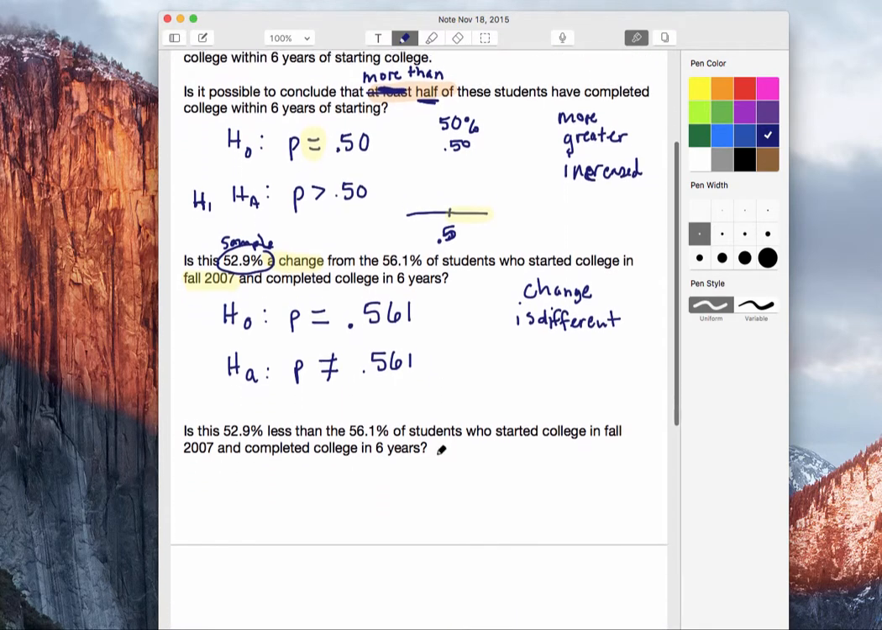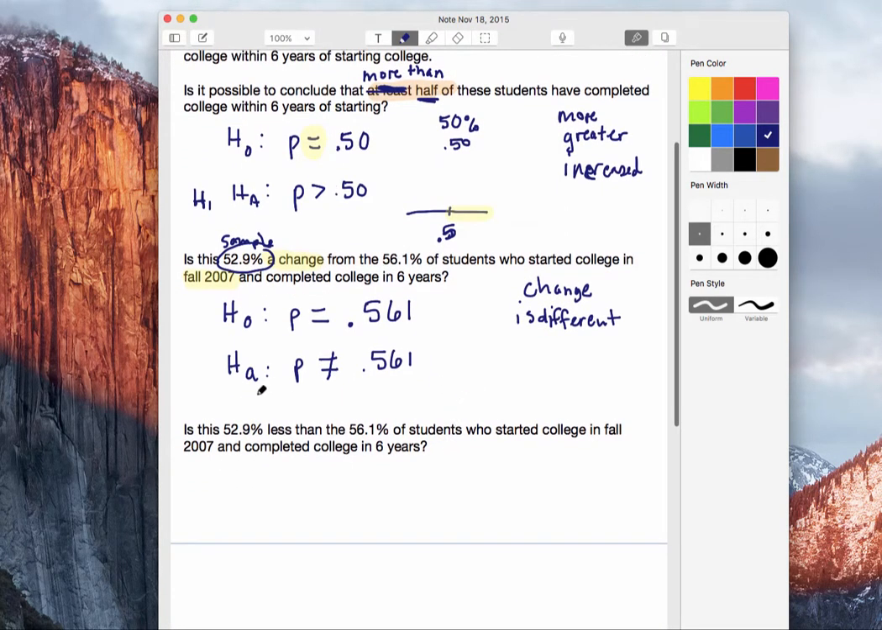All right, last type of hypotheses here: is 52.9% less than the 56.1% of students who started college in fall 2009 and completed college within 6 years? So now I took the previous problem and I just put it into different words so we can see the last type of hypothesis test, and that is less than. So if you see the word less than or decreased, below, those are some synonyms for this other type of test.